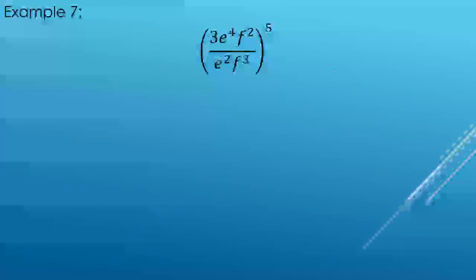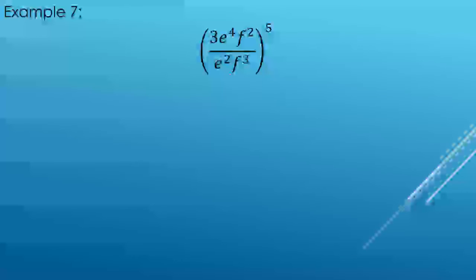All right, here's another one. It's kind of like a division inside the parentheses, all being raised to the 5th power. So everything inside the parentheses, remember, needs to get that 5th power applied to it. Everything. Stuff on top and on the bottom.